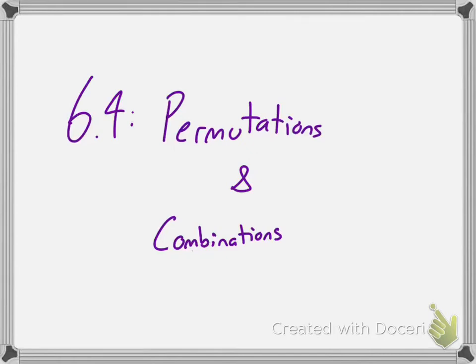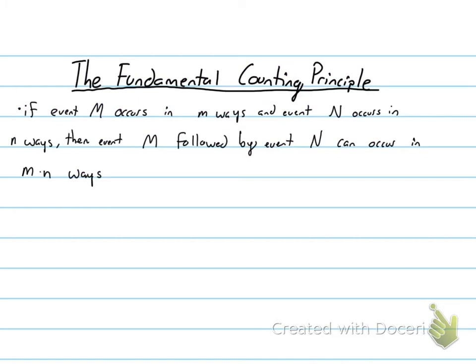In section 6.4, we're going to talk about permutations and combinations. First we're going to talk about the fundamental counting principle. If event M occurs in M ways and event N occurs in N ways, then event M followed by event N can occur in M times N ways. Basically, all our different options, we can just multiply together and that gives us all our different possible combinations.